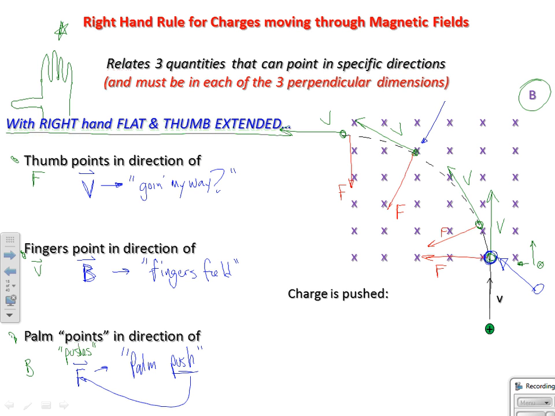So if we look at this location right here, we put our right thumb that way, and we put our fingers into the page for the field, notice that your palm will push that way. So it works anywhere. Now this part, the charge's push, it's always going to be perpendicular to both V and B. Good? That's what we call a right-hand rule for a charge moving in a magnetic field.